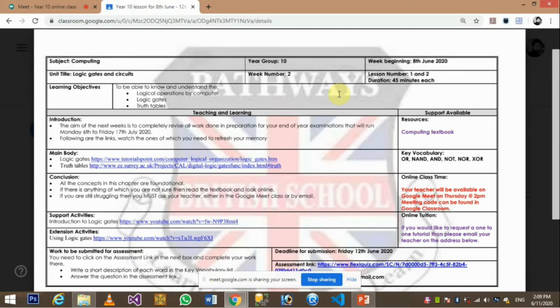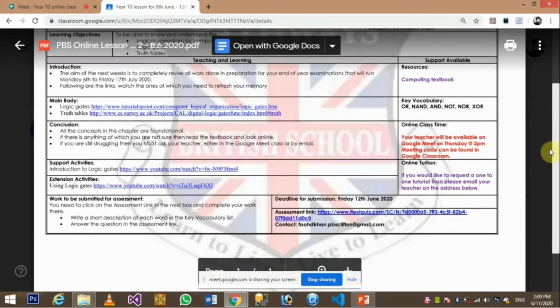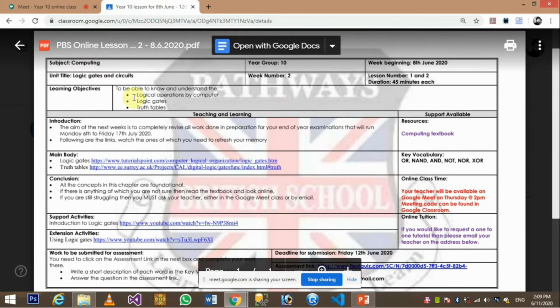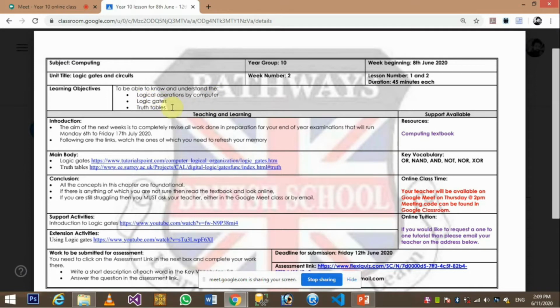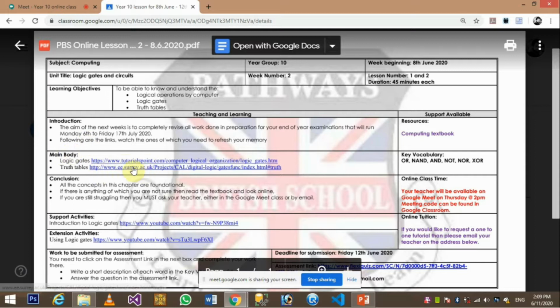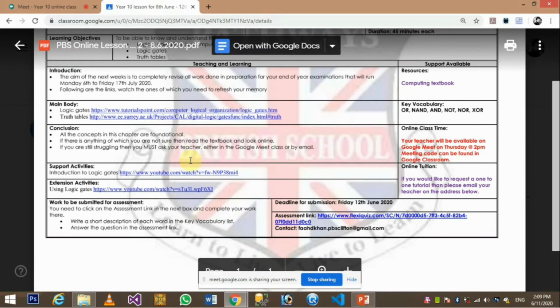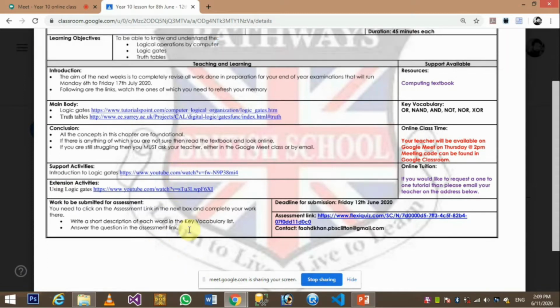according to the scheme of work, I posted this lesson plan in your Google Classroom, and according to that we have some learning objectives like logical operations by computer, logic gates, and truth tables, right? With some links to the topics. If you want a deeper understanding, you can go to those links, and some YouTube videos are provided also.